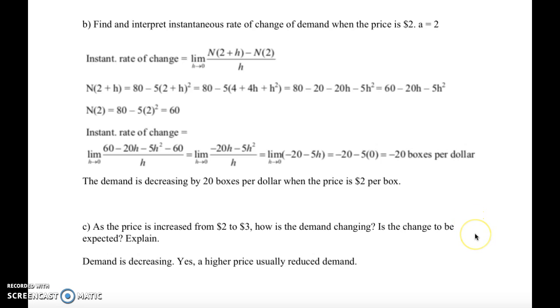Now, if we look at part C: as the price increased from $2 to $3, how is the demand changing, and is this change to be expected? Please explain it. What we're looking at is that the demand is decreasing. So first, how is the demand changing? The demand is decreasing. Is it to be expected? Well, of course, because usually a higher price reduces demand. If you make the price go up too high, the demand for a product goes down.